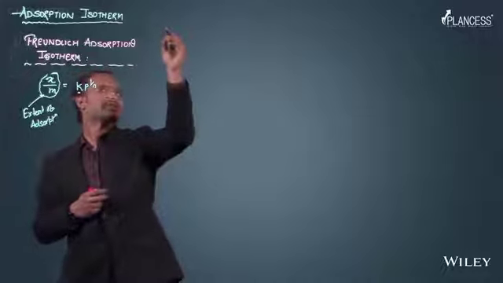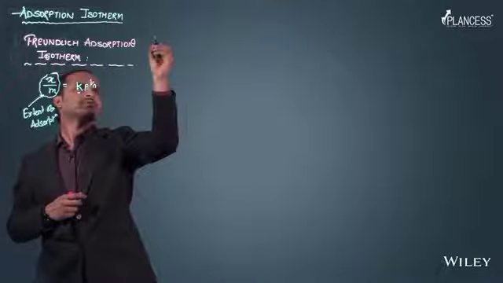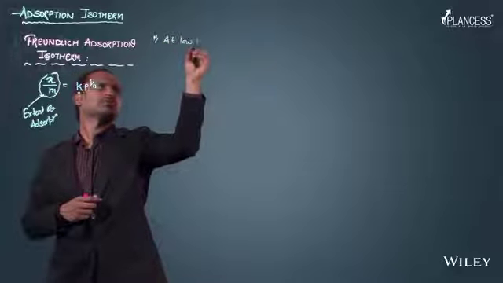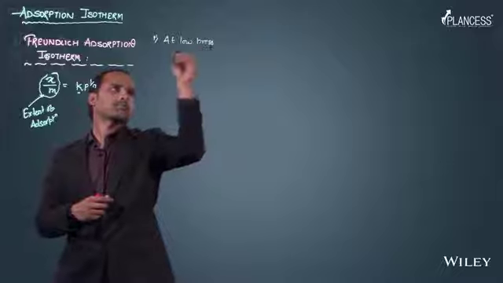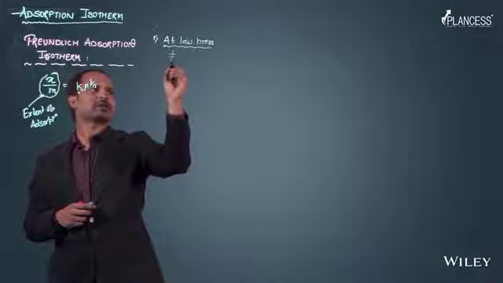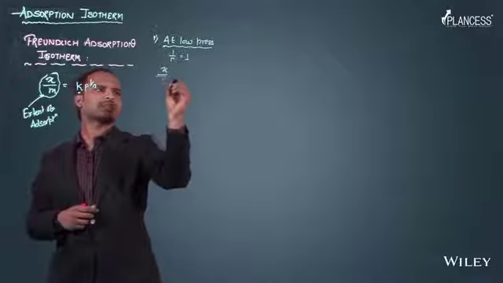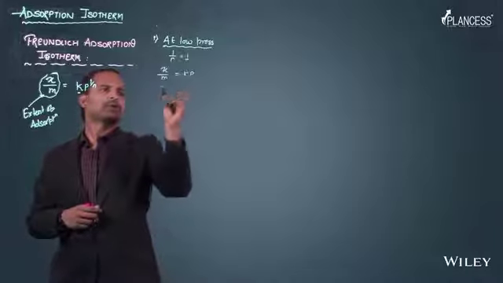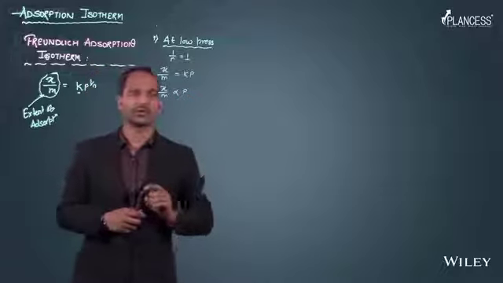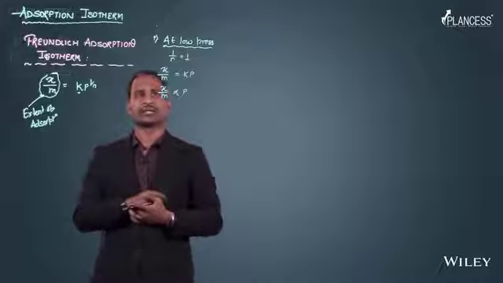First, at low pressure, what happens? At low pressure 1 upon n is equal to 1, and if 1 upon n is equal to 1, then x upon m is equal to k into p. Since k is a constant, x upon m is directly proportional to pressure. It means the rate of adsorption increases linearly with the increase in pressure.